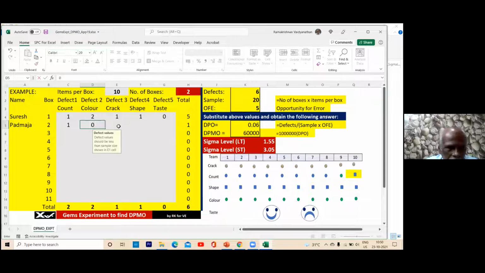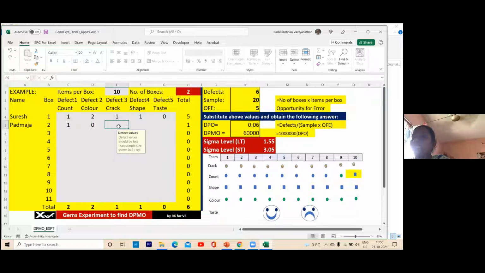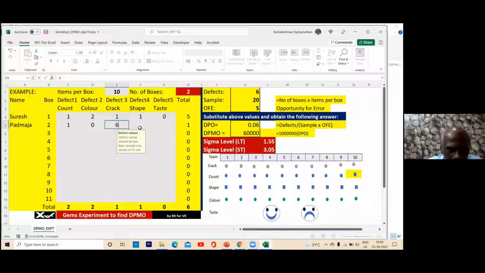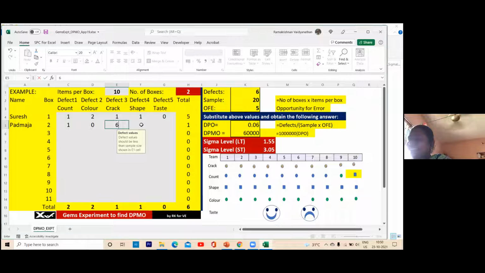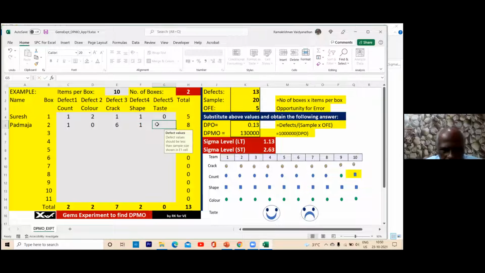Everything is okay, right? Crack? There are 6 cracked gems. Cracks. That means you have not handled it properly. Anyway, it doesn't matter. 6 cracks are there. Are there any children by your side? No, sir. Shape? Shape 1 is different. And the taste, normally nobody will say that it is not good.